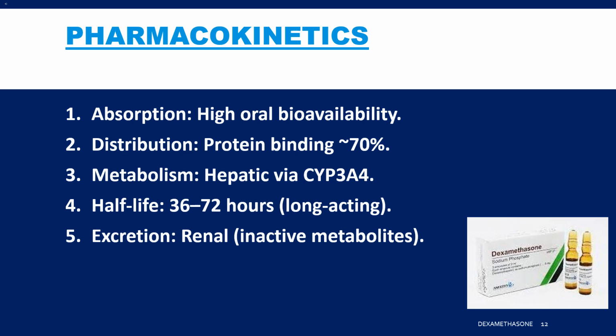Pharmacokinetics of dexamethasone. 1. Absorption. Dexamethasone has high oral bioavailability, meaning it is well absorbed into the bloodstream when taken orally, allowing for effective treatment. 2. Distribution. Approximately 70% of dexamethasone binds to plasma proteins, which affects its distribution and activity in the body. 3. Metabolism. Dexamethasone is metabolized in the liver via the enzyme CYP3A4, which breaks down the medication into its metabolites.